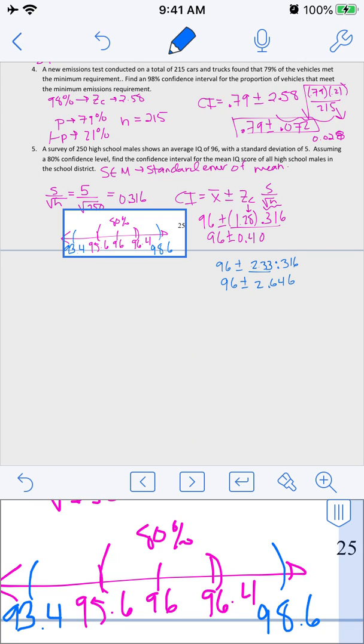A 100% interval would be the entire number line. We're not sure at all. It's somewhere there. We know it's there. That's pretty much all we got, right? And then we're going to be pretty sure about that. So I'm not saying I'm confident of my study. I'm confident that within that range, it's somewhere there.